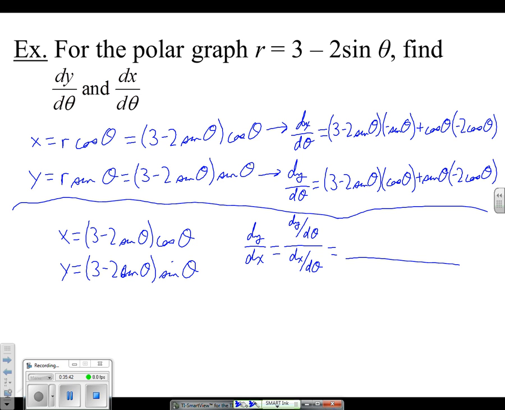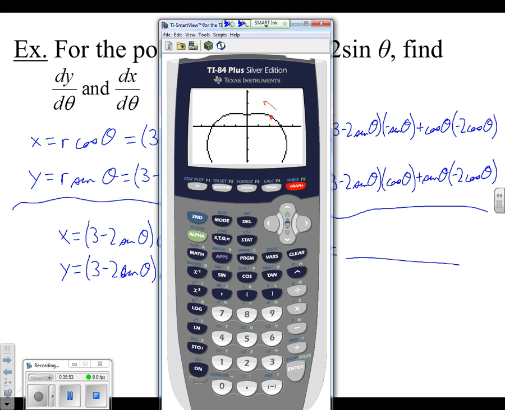Now let's remember what dy over dx represents. Dy over dx is the slope of the tangent line. So if I go back to my graph for a second, if I were to find the value of dy over d theta at this point and dx over d theta at this point, at the red point that I've identified, dy over dx would be the slope of the tangent line at that point. Dy over dx will represent the same thing it's always represented, the slope of the tangent line. The difference is this time we're not thinking about f prime of x, it's polar, so it's more involved than that. But we can find dy over dx.